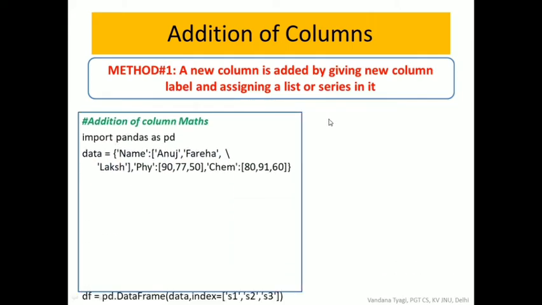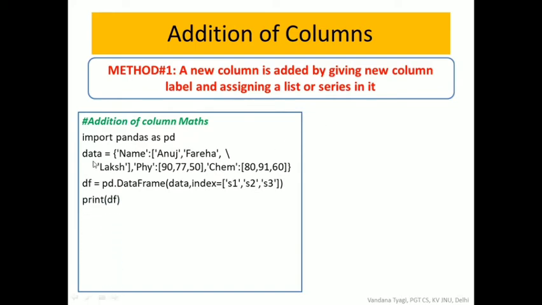So the first section is only creating a data frame. This is again from a dictionary of lists. We have three keys: name, physics, chemistry, having three students' data, Anuj, Faria, Lakshya, and their marks stored in this. And using pd.DataFrame we are converting this data, and row indexes I am keeping as S1, S2, S3, then printing my data frame. This structure we are taking throughout this session for various operations to add and delete columns or rows.